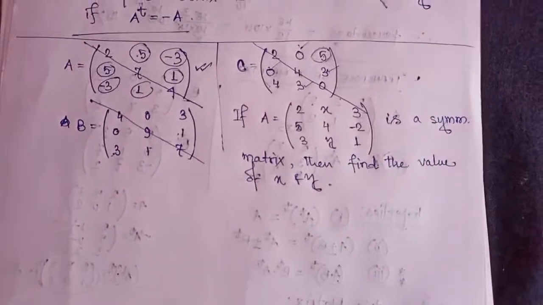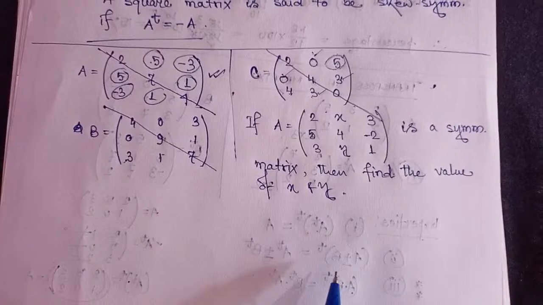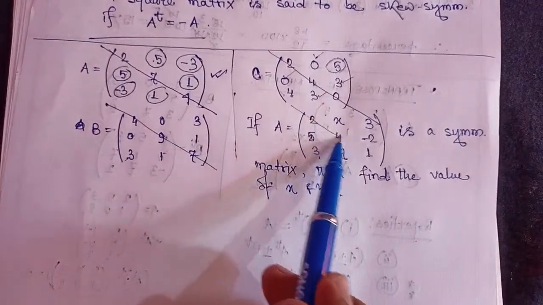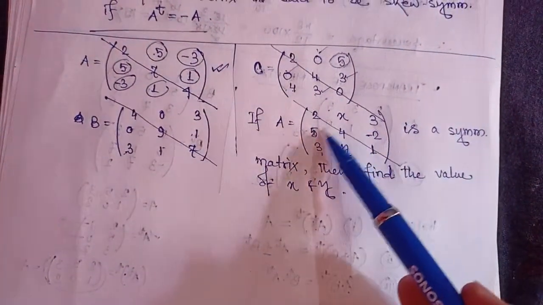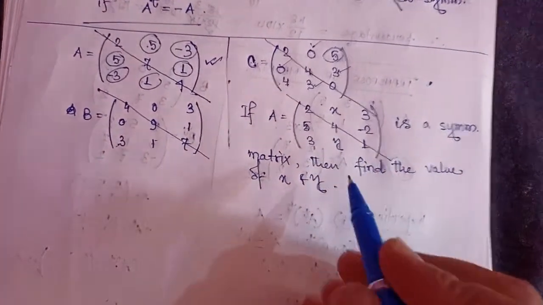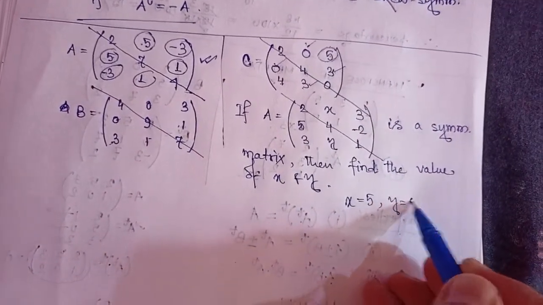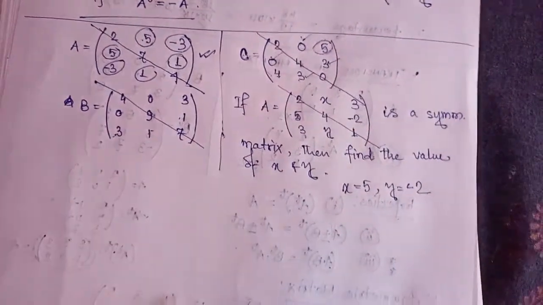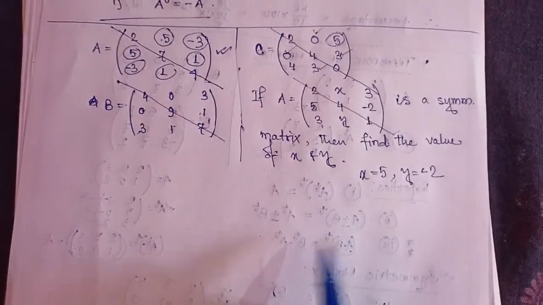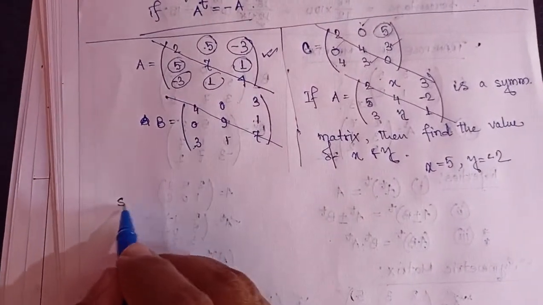Okay, so no need to check. If we go through the definition, that is very easy. With respect to the principal diagonal, we know x equals 5. Very good. Both sides should have the same element, so x must be 5 and y must be minus 2. Yes, the correct answer is x equals 5 and y equals minus 2. So it is very easy. Someone can go through the definition also, but it will take much time. Understood the short trick? Now I am going to discuss the short trick of a skew-symmetric matrix.